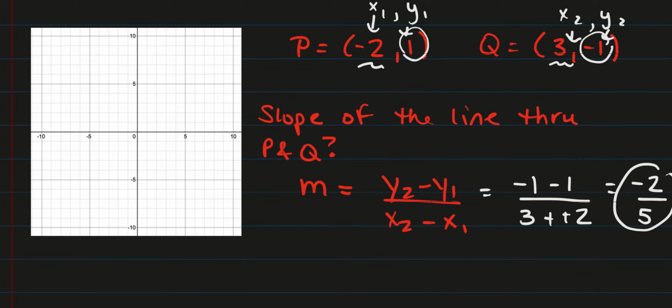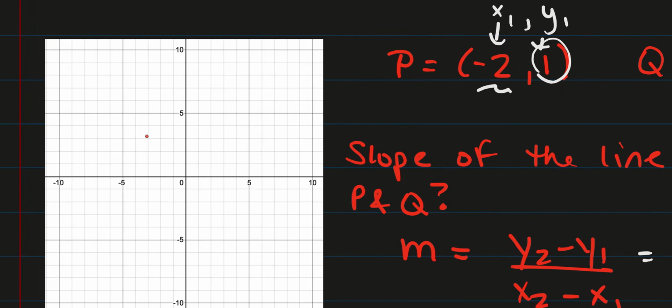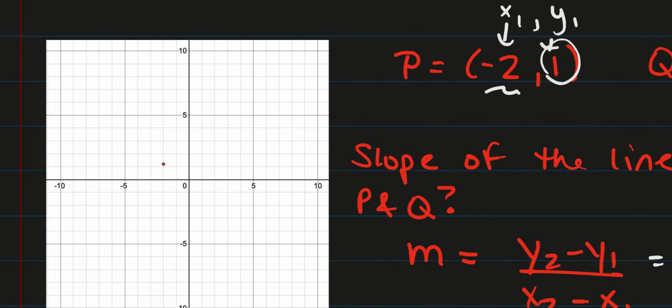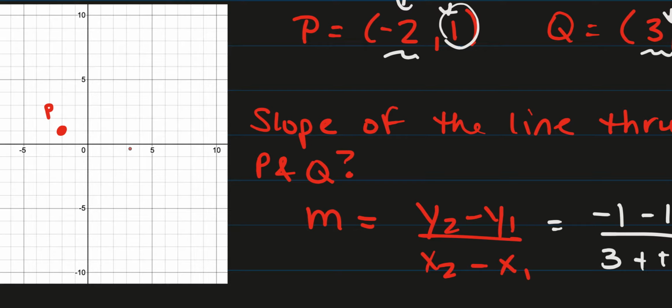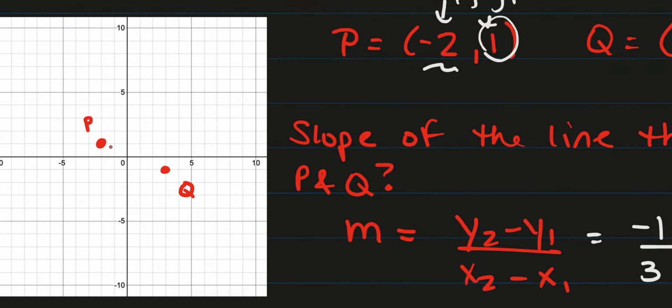Let's draw this. So the point negative 2, 1, I'm going to zoom in. Negative 2, 1 is right here. So that's the point P. And the point Q is 3, negative 1. So 3, negative 1, that's Q. And if we drew a line through these 2 points, it would look something, oh man, I'm going to have trouble.